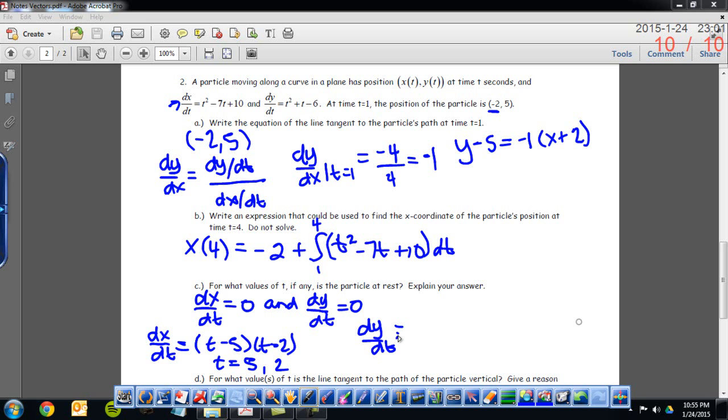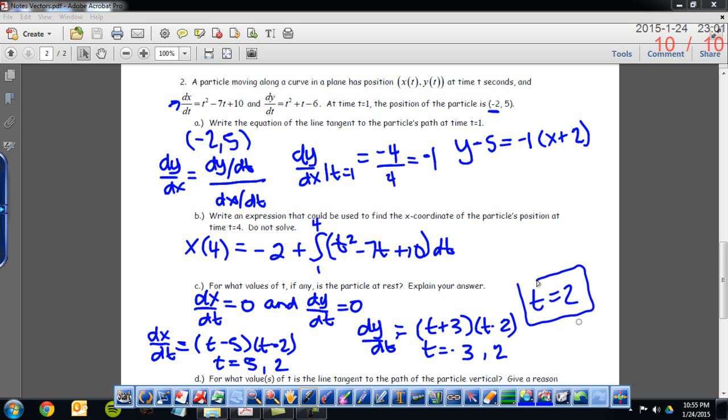And in order to solve that, we would need to factor that one. And it will factor into (t plus 3) times (t minus 2). So we would get t equals negative 3 and t equals 2. So the time when both dx/dt and dy/dt equal 0 would be at t equals 2. And the explanation for your answer is that both dx/dt and dy/dt equal 0. So somewhere on your paper, you have got to physically write both dx/dt and dy/dt equal 0.